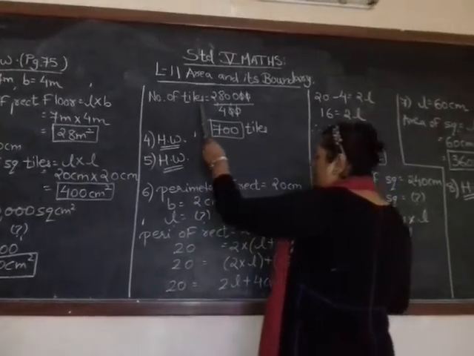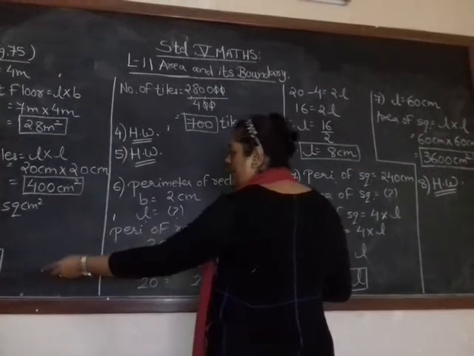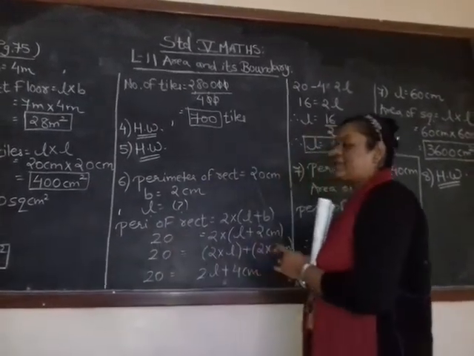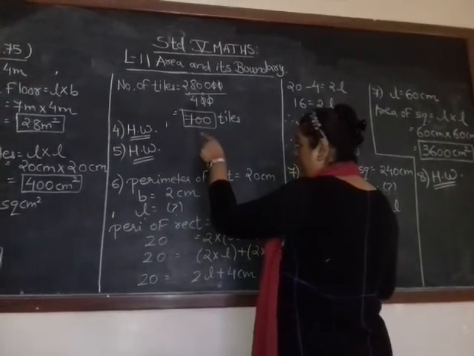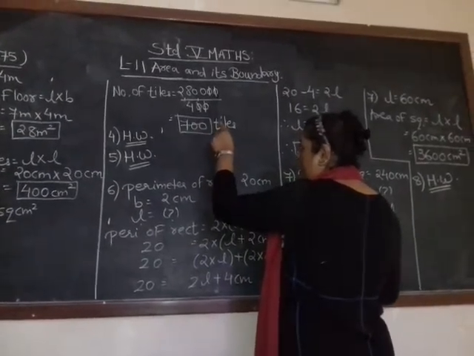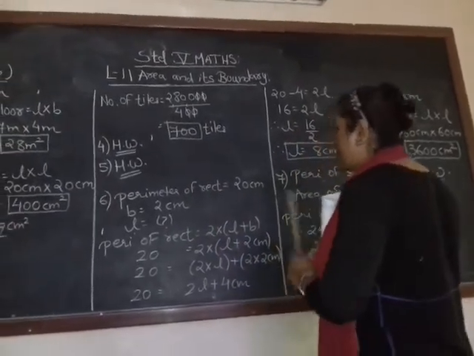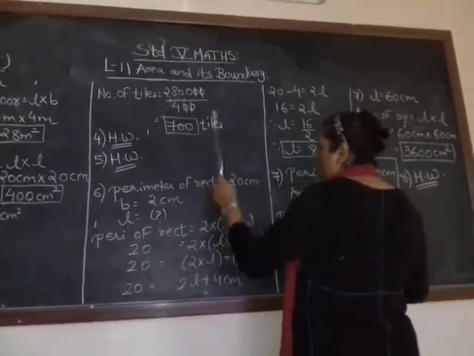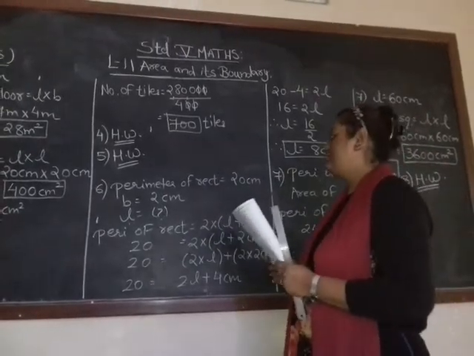So number of tiles, out of 400 and 2,80,000, which number is bigger? 2,80,000 will go in the numerator, 400 in the denominator. 2 zeros will cut as common. In the table of 4, 28 comes. 7 4s are 28 and add 2 zeros, so your answer is 700 tiles. Hopefully this is clear to you.